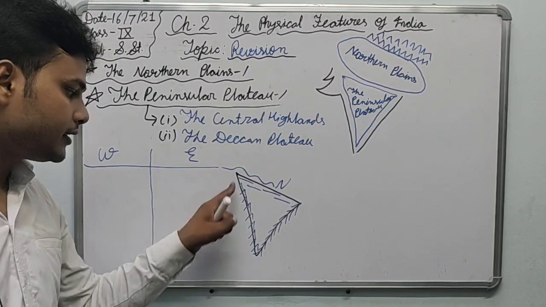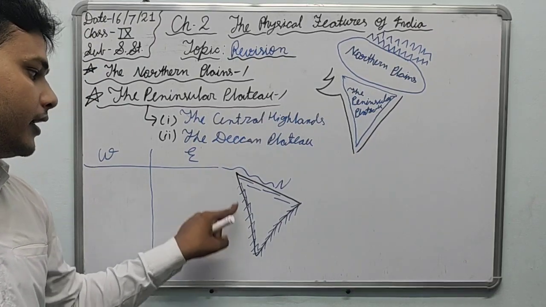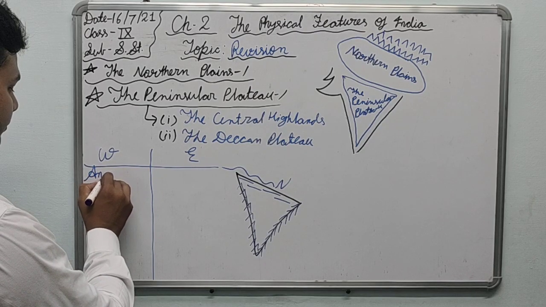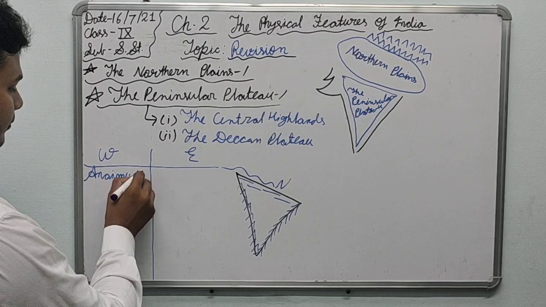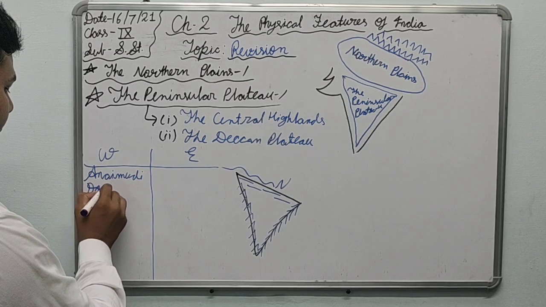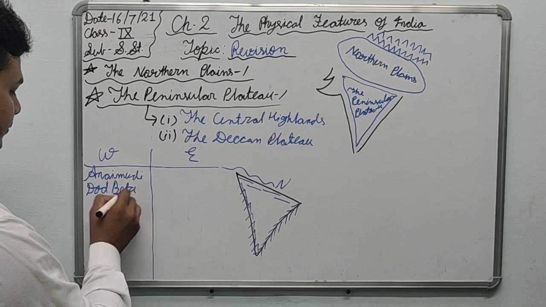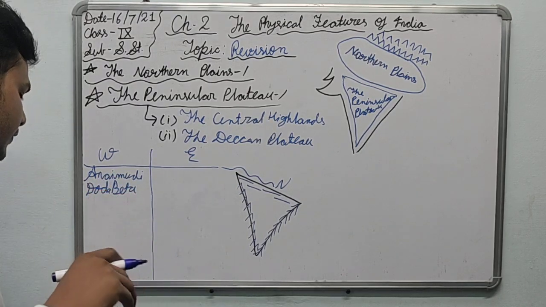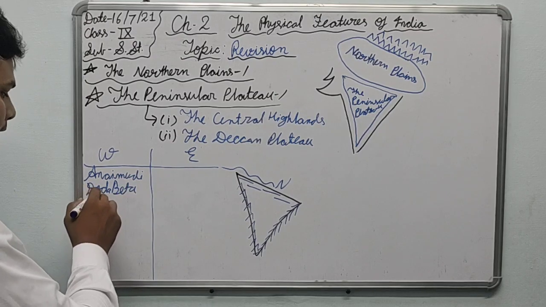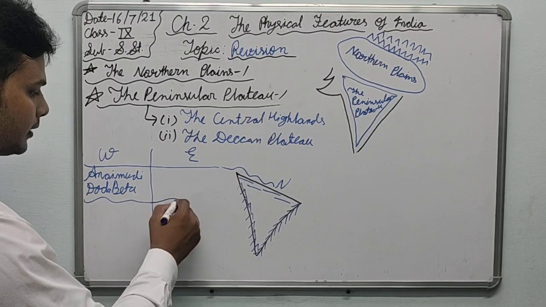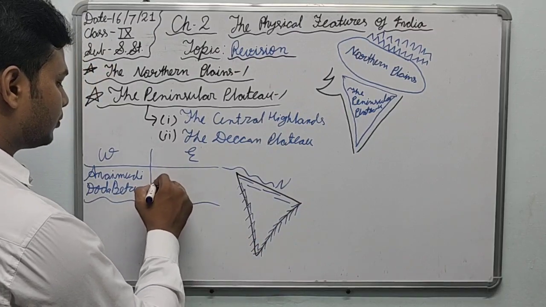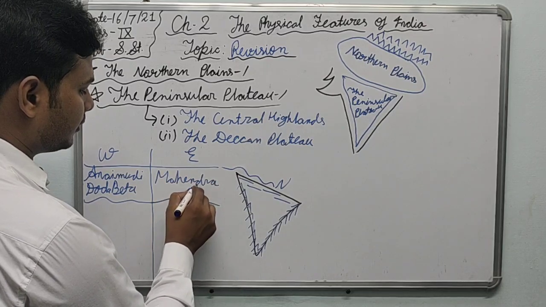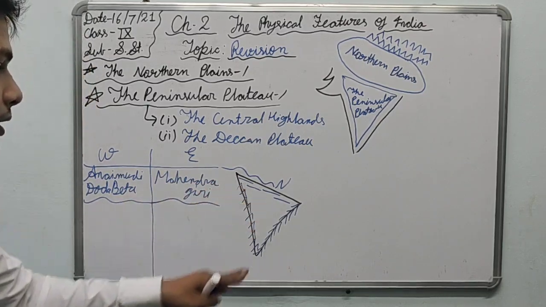The highest peak, you can say the highest hill in the Western Ghat, is known as Anaimudi and Doda Beta. The height of Anaimudi and Doda Beta you can find from the book; I have discussed it already. Similarly, in the Eastern Ghat the highest peak is known as Mahendragiri.